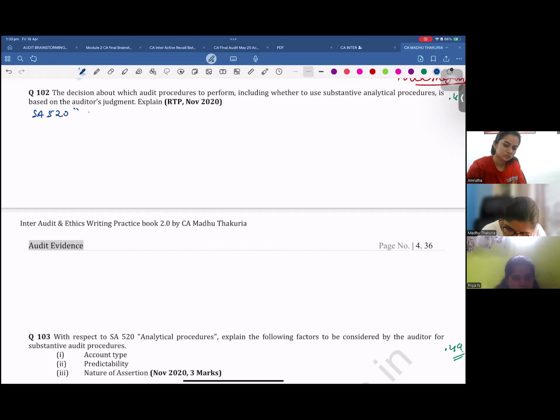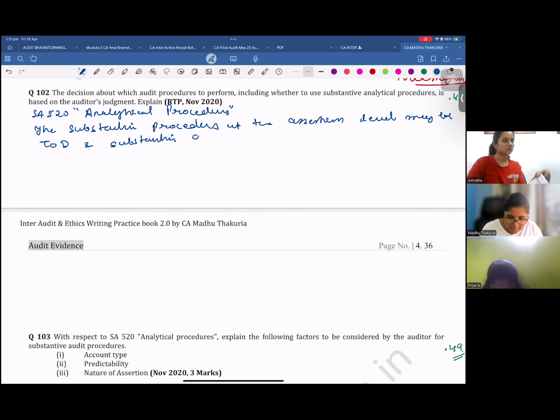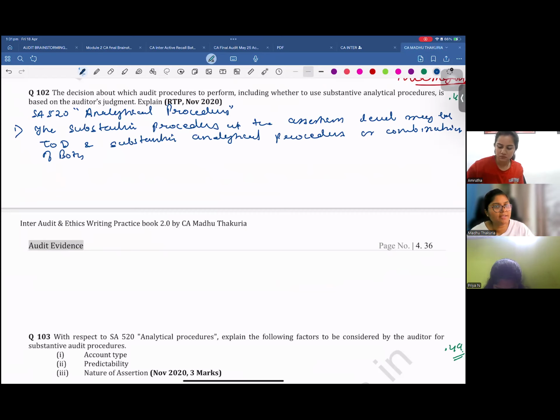Essay 520, analytical procedures. The substantive procedures at the assertion level may be test of details and substantive analytical procedures or a combination of both. This is, you are setting the preface. You are telling the audit ICA that we know that as part of substantive procedure we can do test of details, or we can do analytical procedure, or we can do the combination of both.